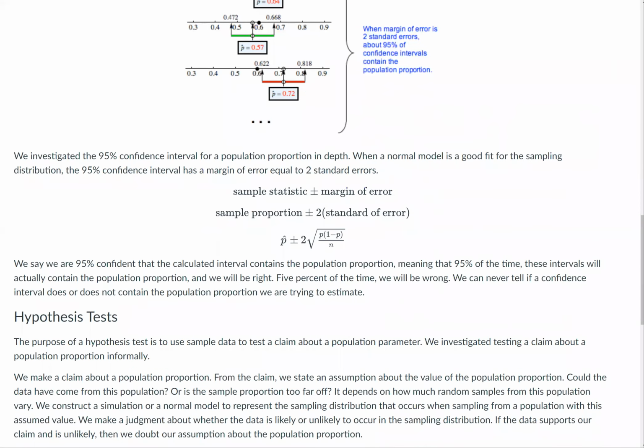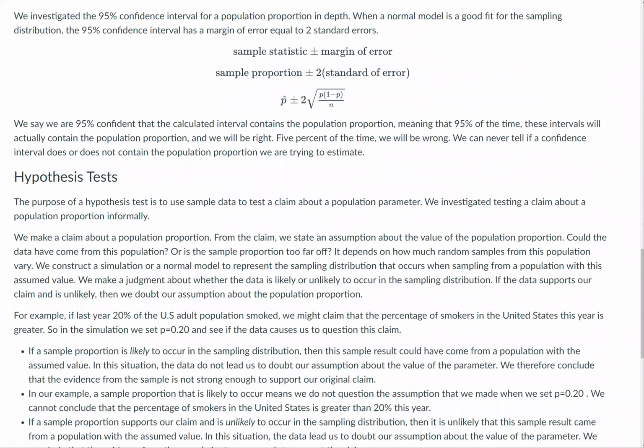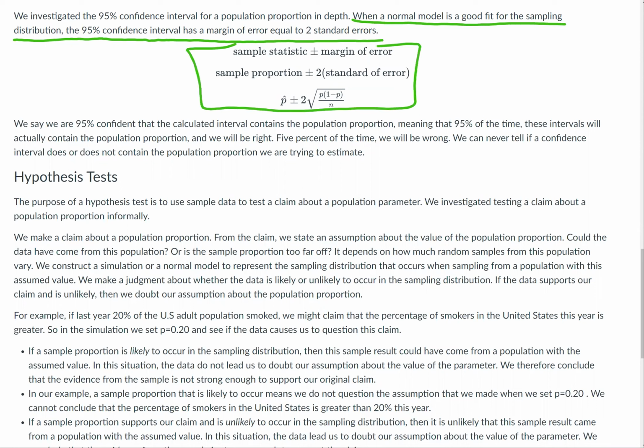We investigated the 95% confidence interval for a population proportion in depth. When a normal model is a good fit for the sampling distribution, a 95% confidence interval has a margin of error equal to two standard errors. And we've whittled it down to this formula here: p hat plus or minus 2 times the square root of p times 1 minus p over n, where n is the sample size.